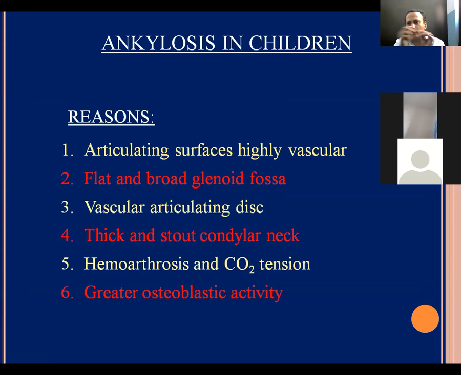Once it bursts, there are multiple bony fragments spread in that region. These individual fragments have a high osteogenic potential, so each fragment starts forming bone. There is a huge deposition of bone in that region, and that is what is called the ankylosing mass. That leads to the fusion of the joint with the glenoid fossa. Hemorrhage and CO2 tension are higher, and osteoblastic activity is greater in children. So these are the reasons that ankylosis is more common in children.